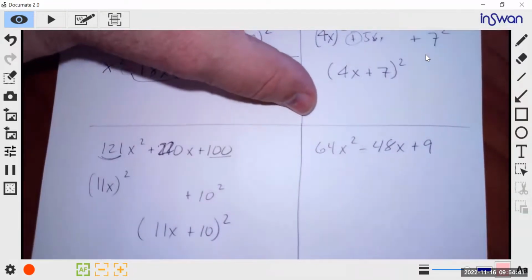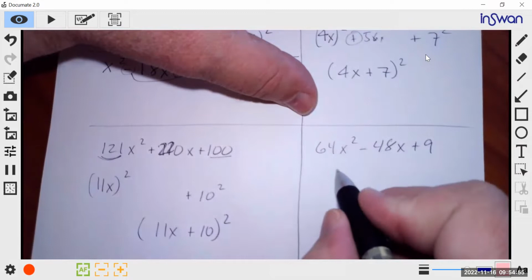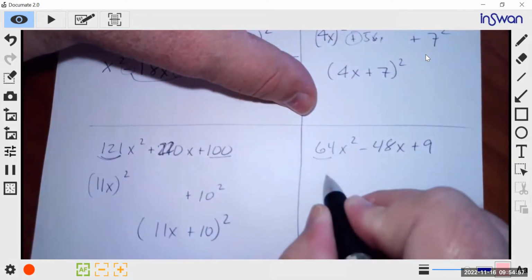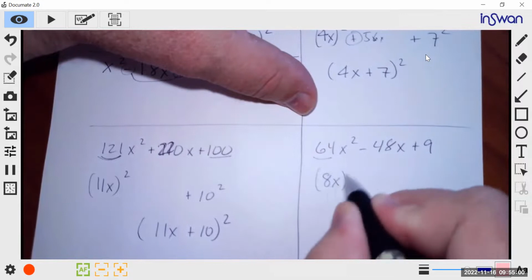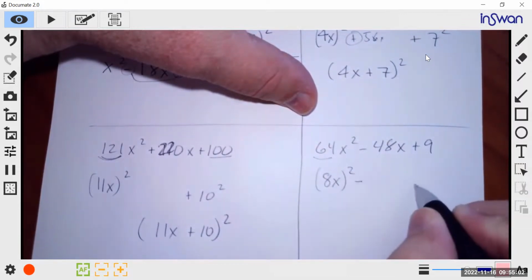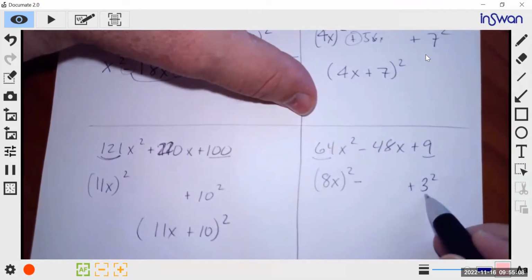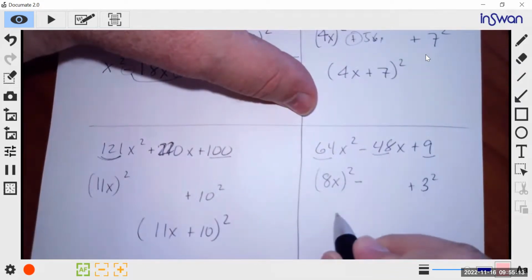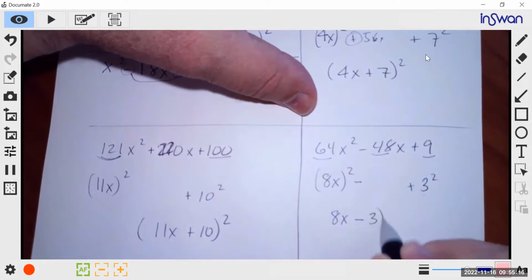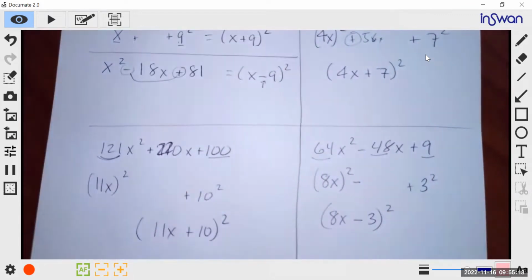How about this next one? Is 64 a perfect square? So it's 8x squared. Sign's a minus. And 9 is made up of 3 squared. 8 times 3 is times 2. So it works. So it's 8x minus 3 squared. It's a perfect square.